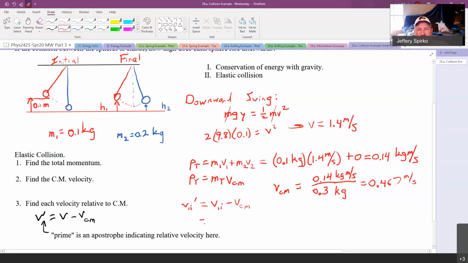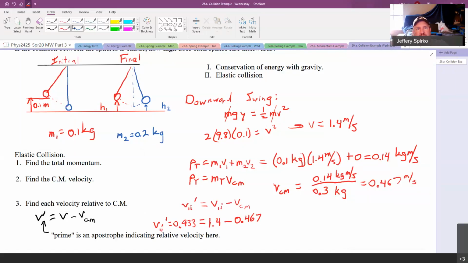Okay, so now I can actually do this calculation. V1 initial is 1.4 minus the center of mass velocity, which is 0.467. And that gives me the V1 initial prime. So I take the V1 initial minus the center of mass, and V1 initial prime equals 0.933.